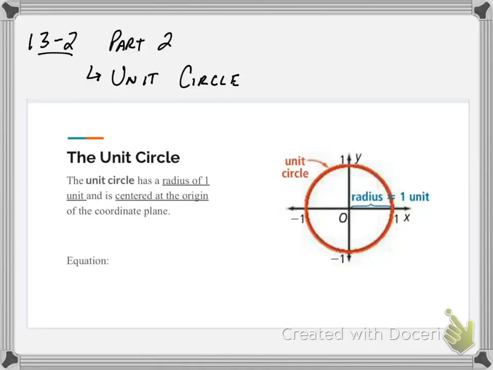I figured we'd take another day and do this 13.2 part 2. Just talk about the unit circle because it's something that's really important for pre-calc and everything else that you guys are about to go into. It's all based on this unit circle, and the keyword is unit, which means that everything is 1, which means every radius you draw here is 1. It doesn't matter where I put it, the radius is 1.